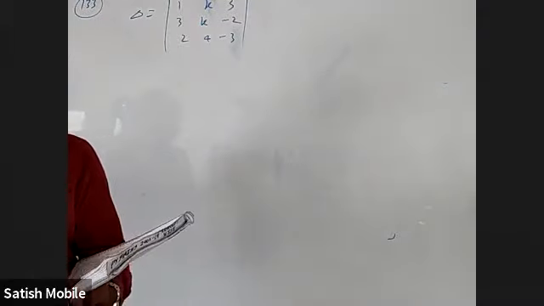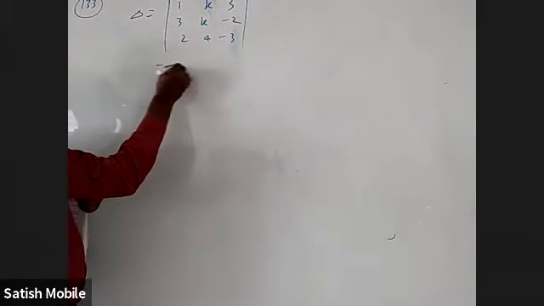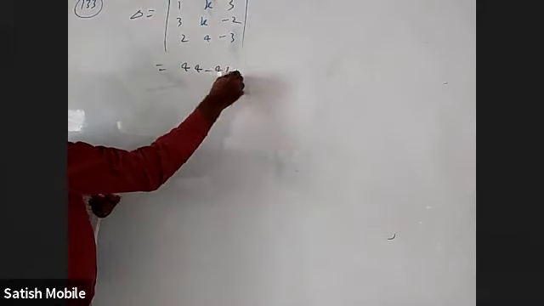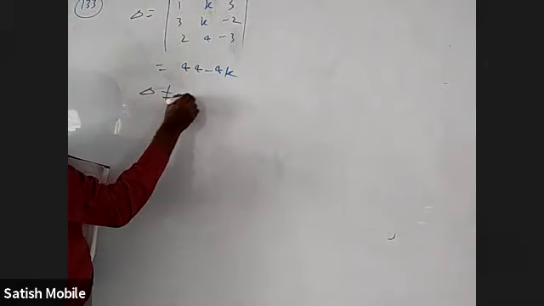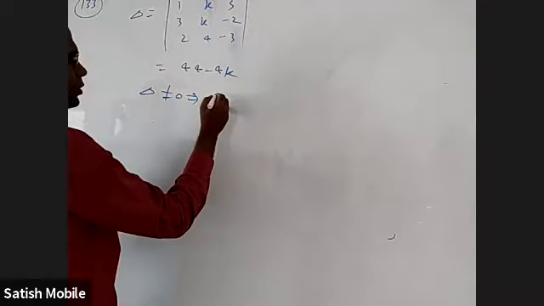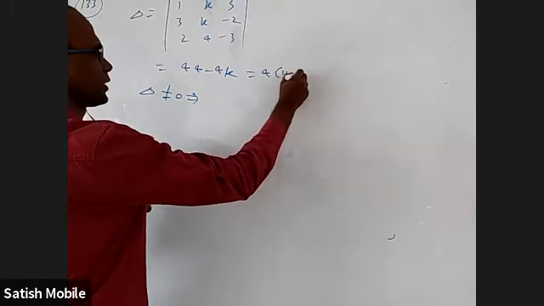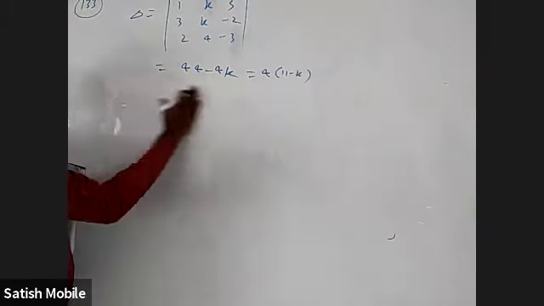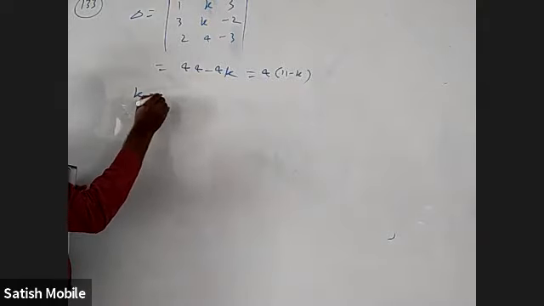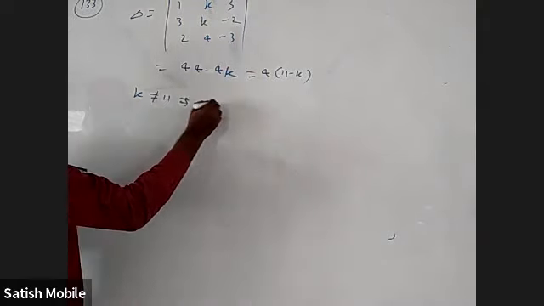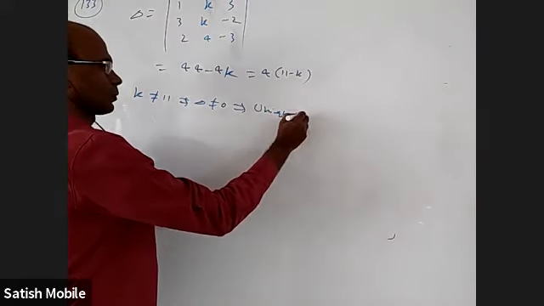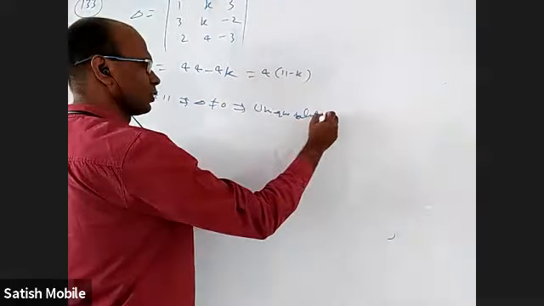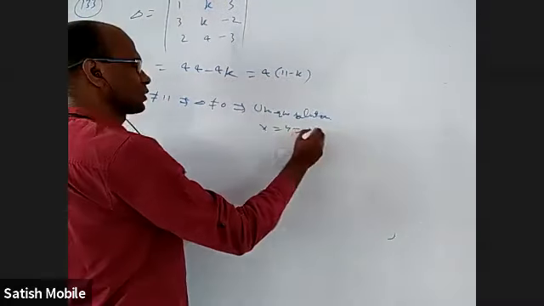44 minus 4k. So k is 11 then. Delta not equal to 0 implies k not equal to 11, since it is 4 into (11 minus k). So if k is not equal to 11, delta is not equal to 0, and there is a unique solution. And what is that unique solution? x equal to y equal to z equal to 0, because here the constants are 0.